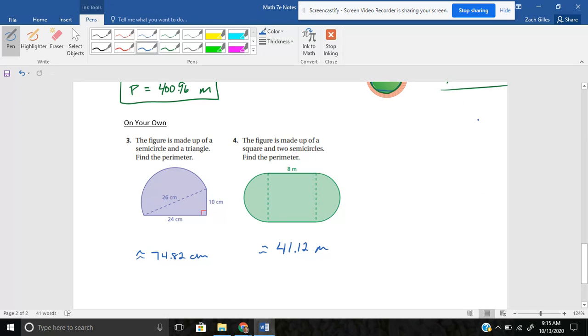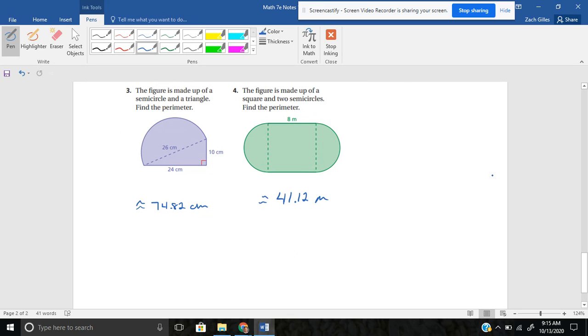All right. If you had questions on either one of those two, please ask me, or as always, phone a friend. And that's all I got for perimeters of composite figures.